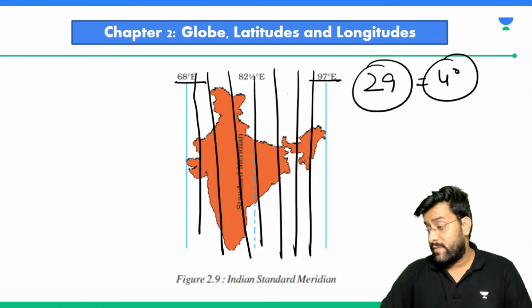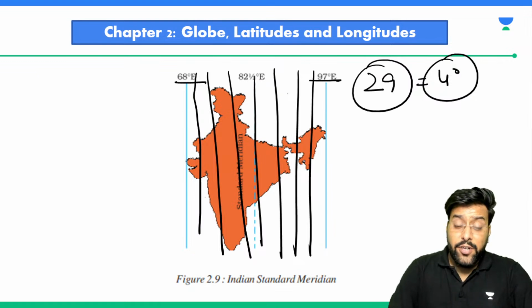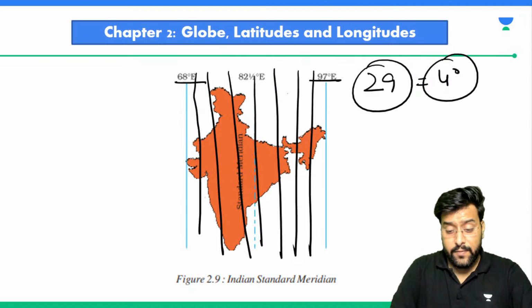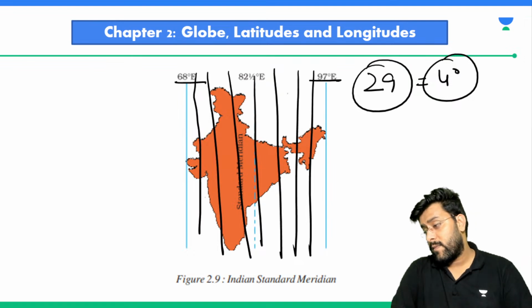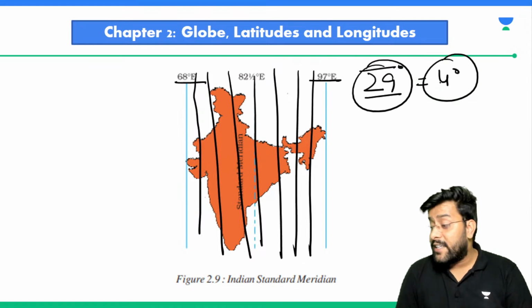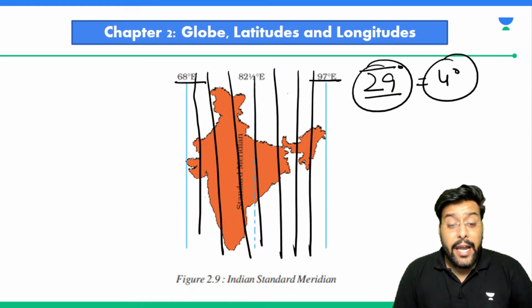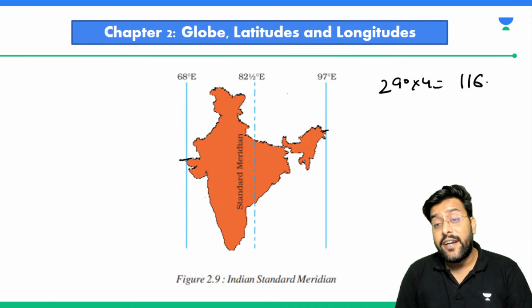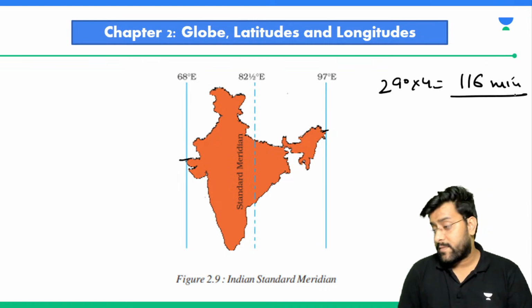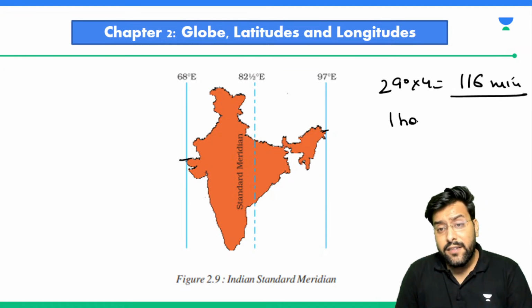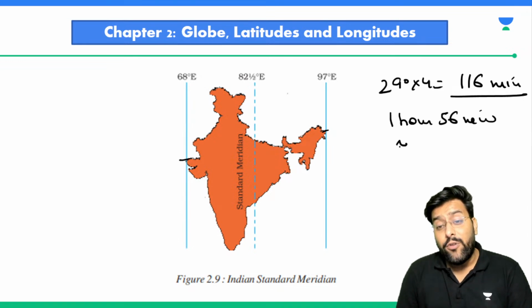Are we following it or not? We had a longitudinal difference of 29 between the eastern and western boundary of India. Which meant that with each degree the difference was 4 minutes. So the time difference between Gujarat and somewhere in Arunachal Pradesh was how much? 29 into 4, which comes out to be 116 minutes. 116 minutes means 1 hour 56 minutes. We can round it to about 2 hours.